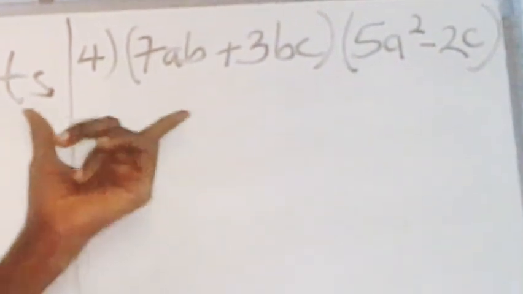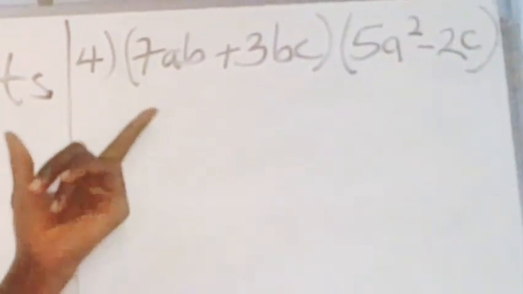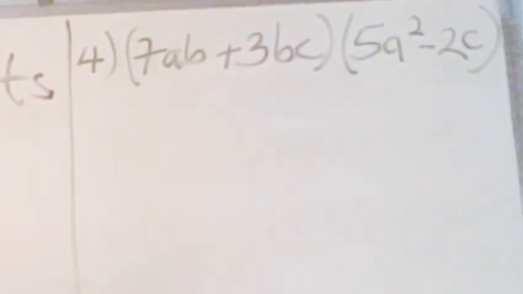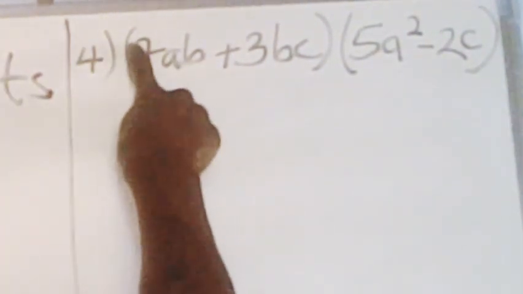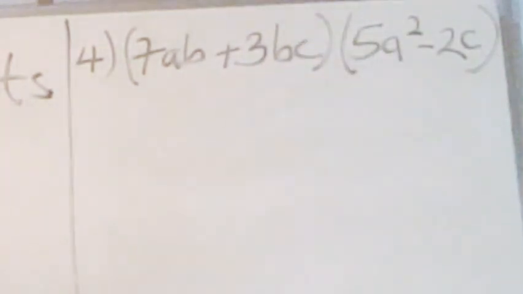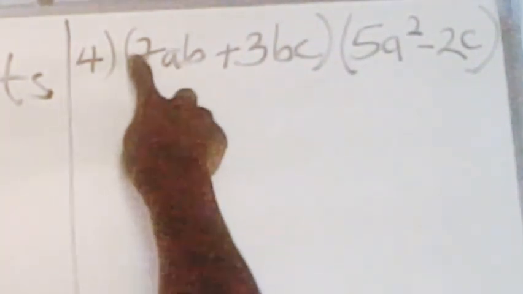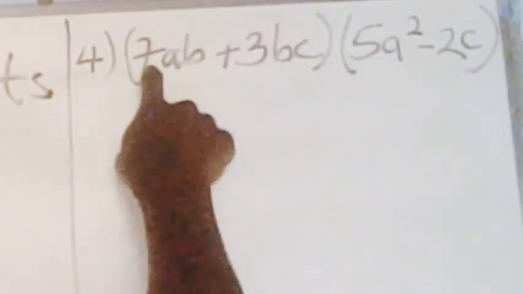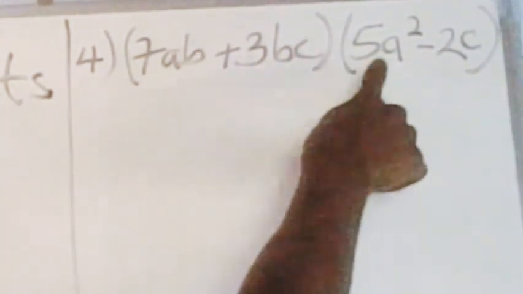Okay, let's have this interesting one. This is somewhat complex. Let's see how we can open this bracket up. The same thing we are going to do. There is a positive in front of 7, there is a positive in front of 5. Positive times a positive will be positive. Now we multiply the numbers. 7 times 5 will be 35. Then a times a squared.